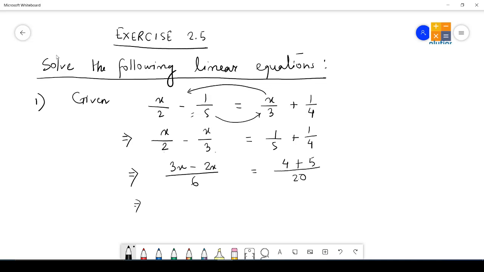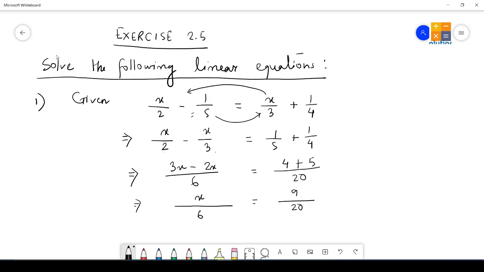After this, on the left hand side in the numerator, what is the result left? 3x minus 2x, means we subtract 2 x's from 3 x's. So how many will be left? Only 1 x will be left. The denominator will remain as it is, equal to 4 plus 5, the result is 9 divided by 20.